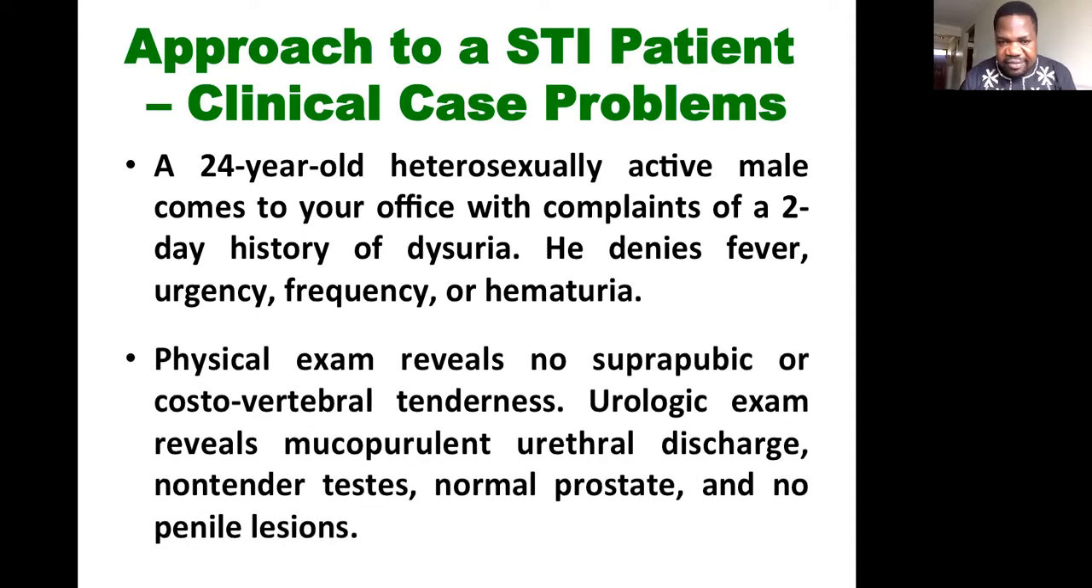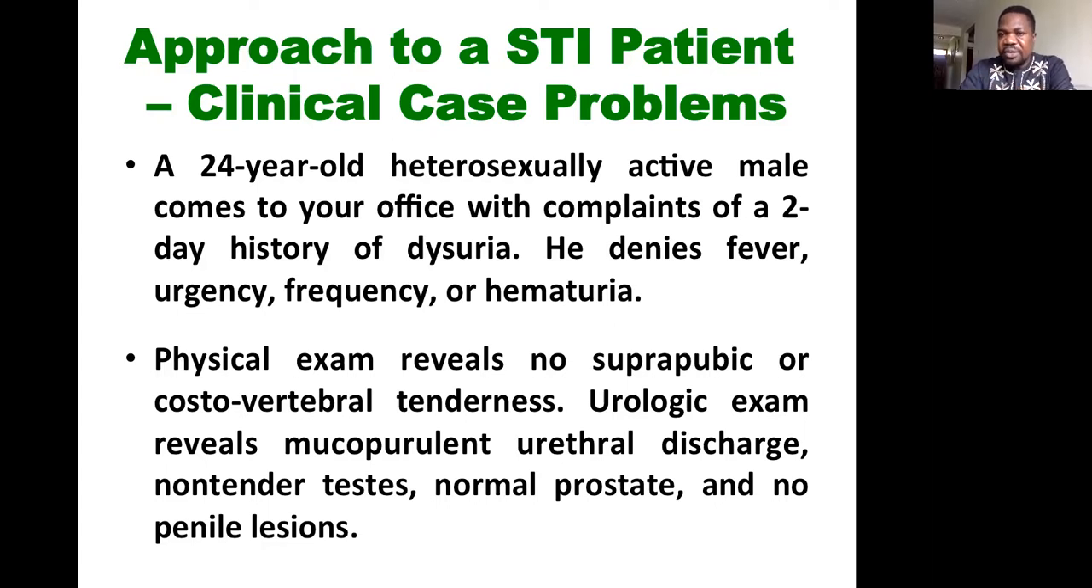Now, the physical exam reveals that there is no suprapubic or costovertebral tenderness. Why do we look for that? We look for that because this patient has dysuria, it might be a urinary tract infection, so you look for suprapubic tenderness or costovertebral tenderness, just in case it's an upper urinary tract infection that we call pyelonephritis. But again, it is not supported because this patient does not have fever. If this patient had fever, you might expect a case of pyelonephritis, but I already said that urinary tract infection is very rare in this situation.